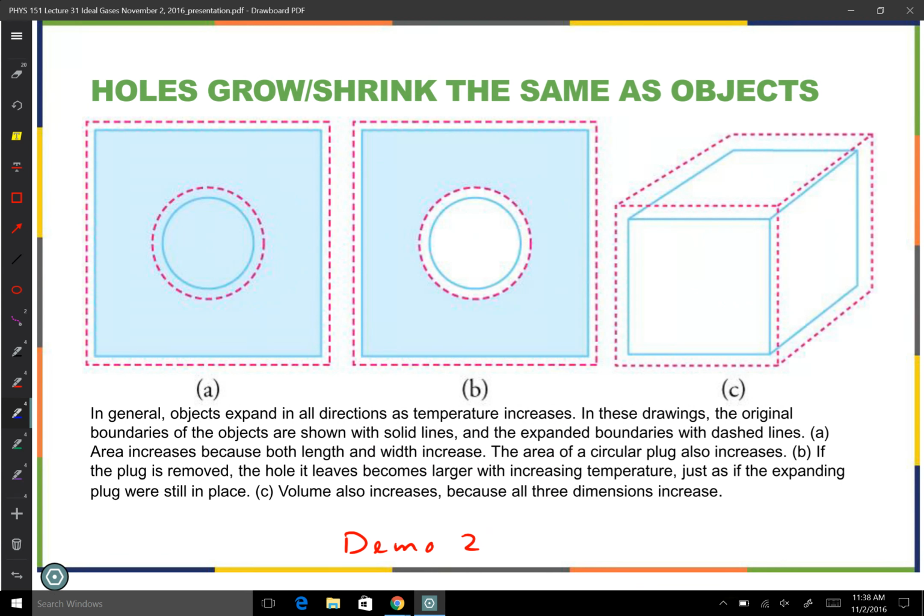Now, I should have asked this question before, but I'll do it here. I have a brass ball and a brass ring. The ball fits through the ring. Bueno. Now, I'm going to heat up the ball. What will happen to the ball as it heats up?